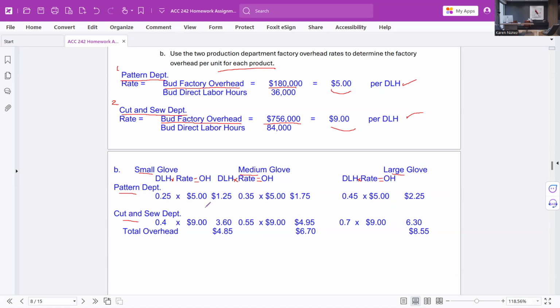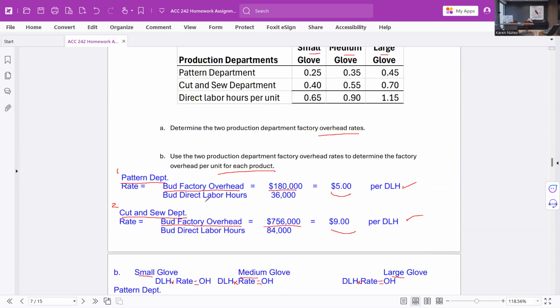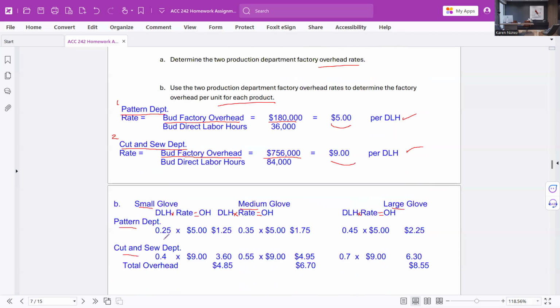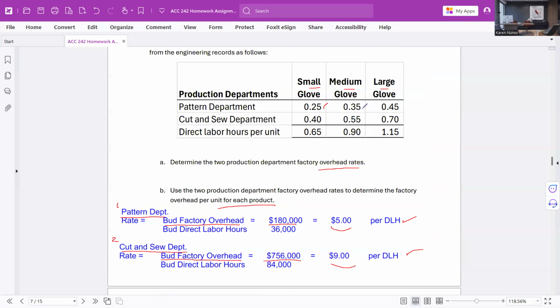So what's happening with the pattern department is for small gloves, we need 0.25 direct labor hours. And the rate in pattern is $5. So it's just 0.25 times 5 equals our overhead, right? That's the overhead that we're going to assign to the small glove. And then same thing in the medium glove. We need 0.35 hours, right? Times $5. Large glove is 0.45 times $5.